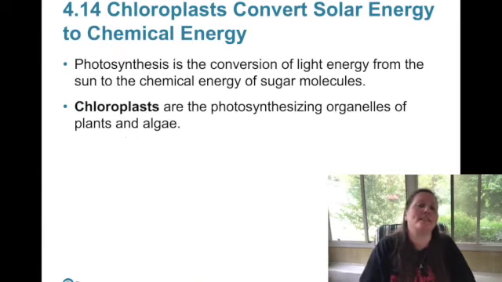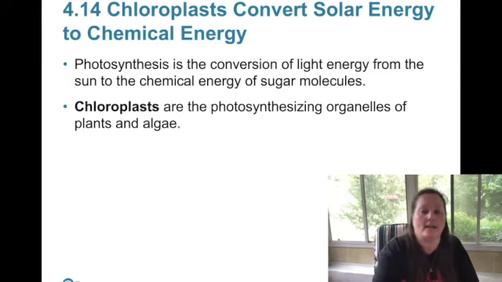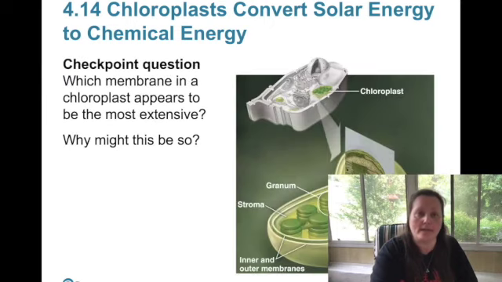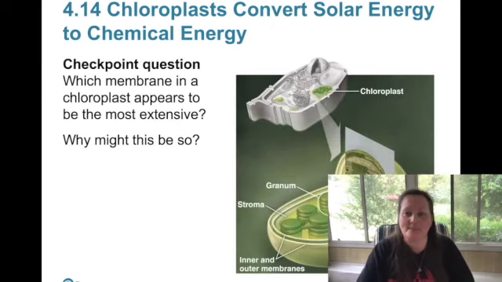So photosynthesis is the conversion of light energy from the sun to chemical energy of sugar molecules. And oh yeah, you'll be learning this chemical equation right here. Chloroplasts are the photosynthesizing organelles of plants and algae. That is why the plant cell has chloroplasts, but the animal cell does not.